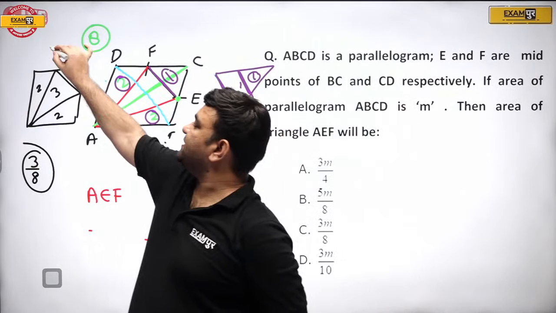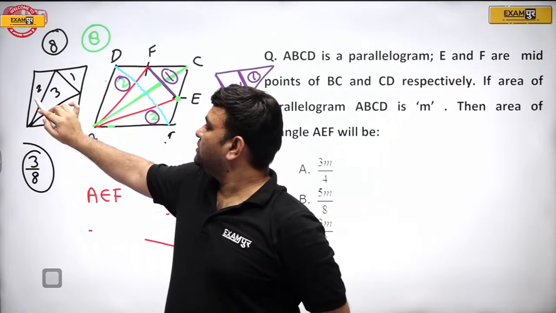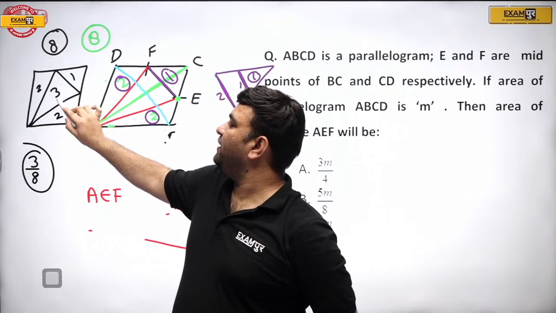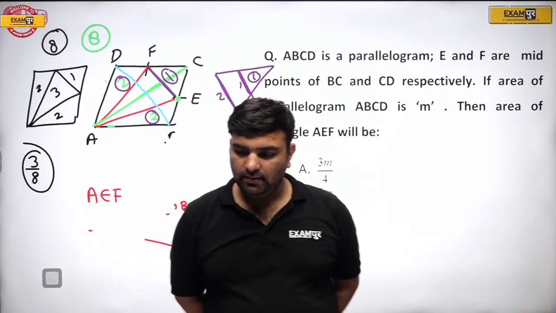We have assumed the total as 8. So this is 2, this is 2, 4, this is 5, so the remaining is 3. 3 by 8.